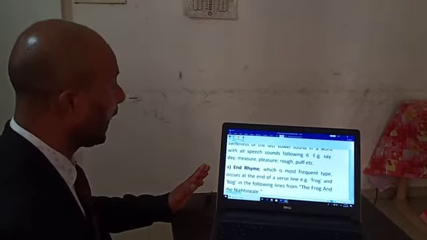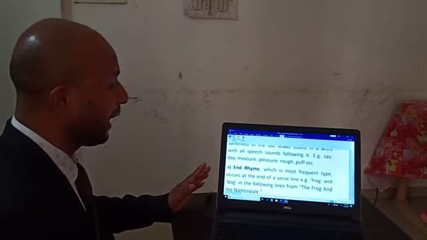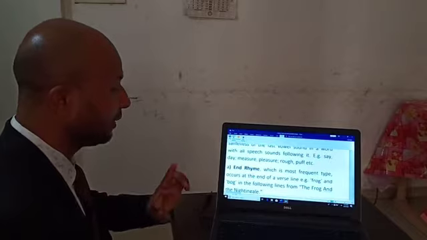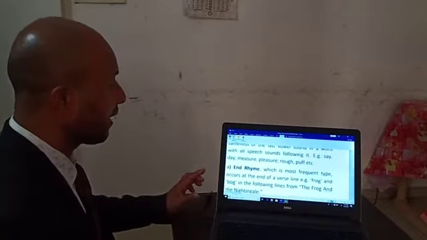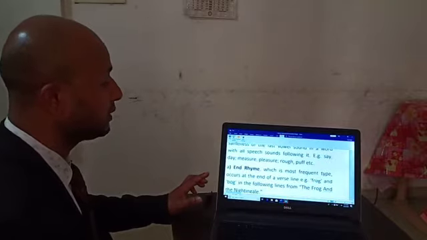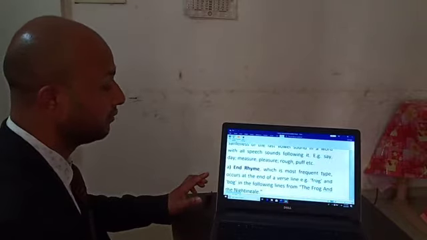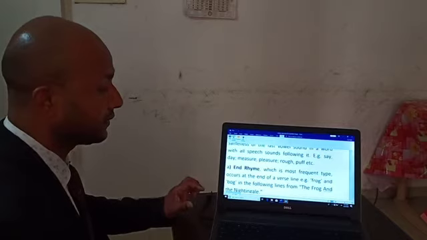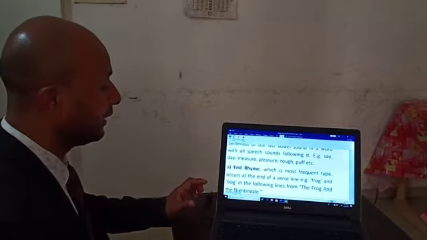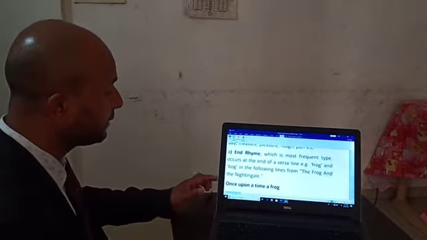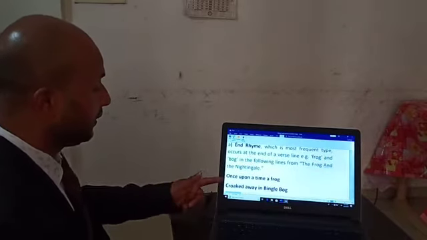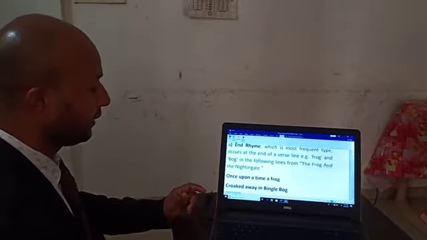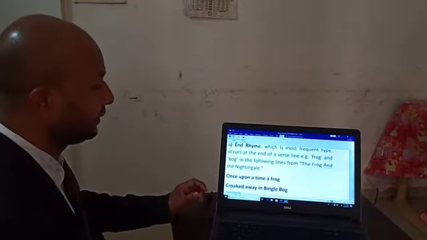Next we will go to end rhyme. End rhyme is at the end of the line, the end word in the line of a poetry. End rhyme, which is the most frequent type, occurs at the end of a verse line. Verse line is a line of a poetry. Example, frog and bog, in the following lines from The Frog and the Nightingale. We can just take the example and understand. These are the first two lines of this poetry.